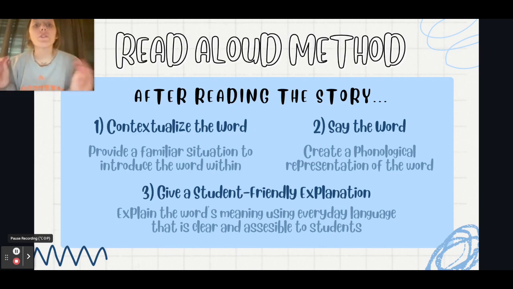Next, you're going to give a student-friendly explanation. So here you can explain the word's meaning using everyday language that is clear and accessible to students. The example in the book, again using mischief, said, mischief is a behavior that is a little bit naughty. It's not necessarily bad behavior. This definition allows students to better understand the vocabulary word.